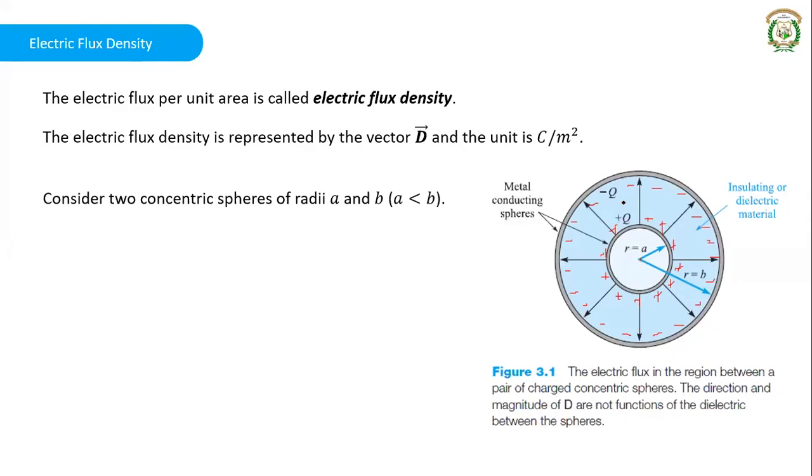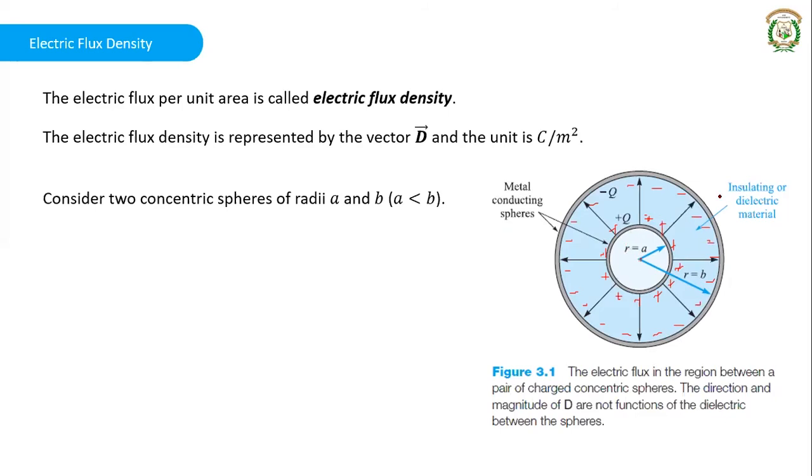Inside this there is negative charge on the inside surface, and inside that there is another ball. On the surface of that there are positive charges. The magnitude of both the charges is q, but their polarity is opposite. Here it is negative, on the surface of the inner sphere it is positive. The radius of the inner sphere is a and the radius of the outer sphere is b, right? a is less than b, that means a is the inner sphere.